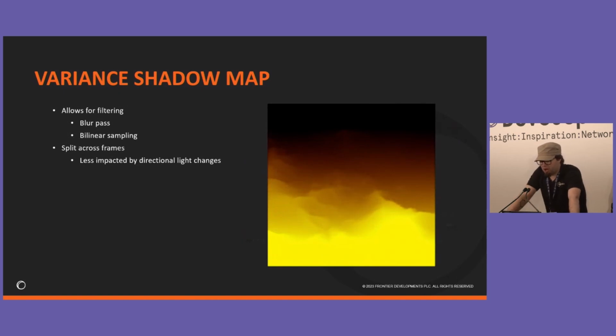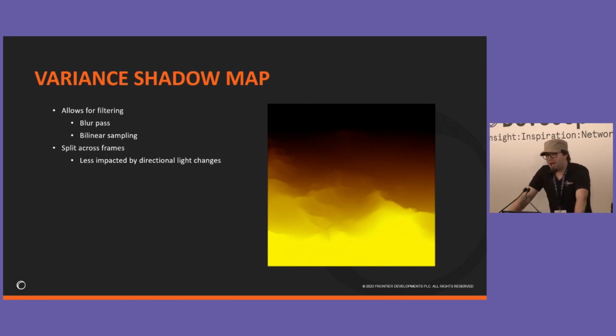Another advantage of variance shadow maps over other shadowing techniques is because of the fact that it's depth and depth squared, you can do filtering on it. So you can kind of hide even a bit more of that lack of detail, get a bit more smoother shadows for your rougher areas by doing some kind of bilinear filtering, doing some kind of blur pass. You can do all kinds of things with it.